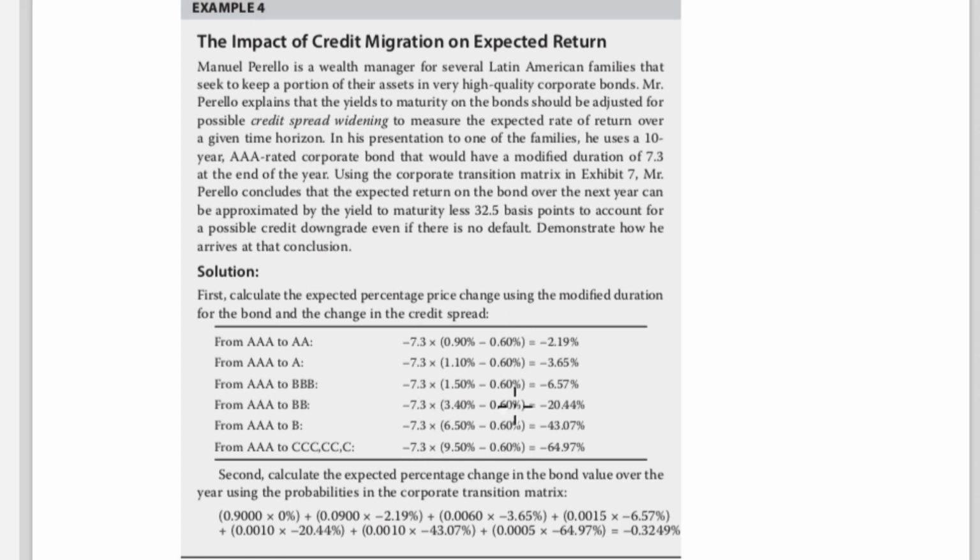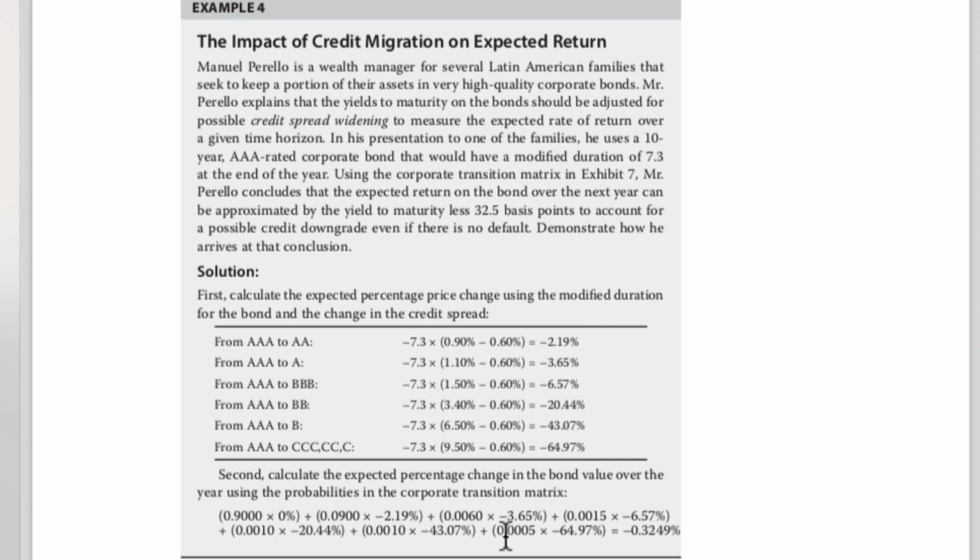And the second term in the brackets here should be the same value as well, 0.6, which is the credit spread on AAA. And then the first term in every bracket should be the credit spread for each of these particular ratings. AA is 0.9, A is 1.1, triple B is 1.5, double B 3.4, etc. And calculate them out. And then all we have to do is just weight them by their probability.